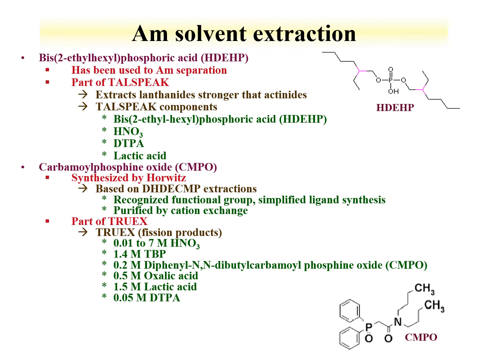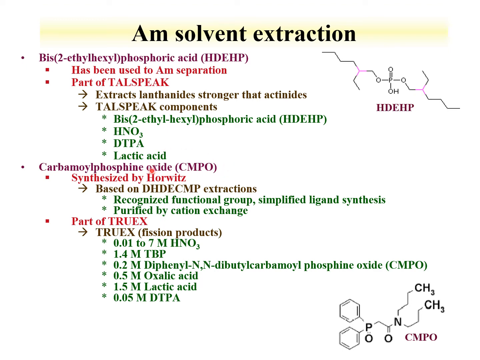Other solvent extractions that are used for americium include HDEHP. This is part of the TALSPEAK process, which you can look at. You can look up some links on the separations page, and it will be part of the separations presentation. TALSPEAK uses HDEHP, nitric acid, DTPA, and lactic acid. So this organic, the HDEHP, is shown here. It goes into the organic phase. The DTPA, diethylene triamine pentaacetic acid, remains in the aqueous phase, and lactic acid is used as a buffer.